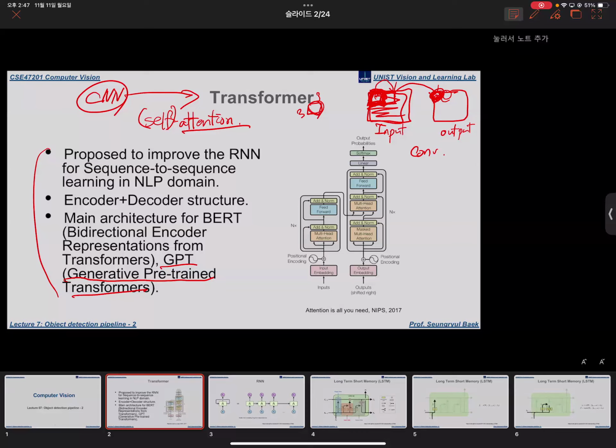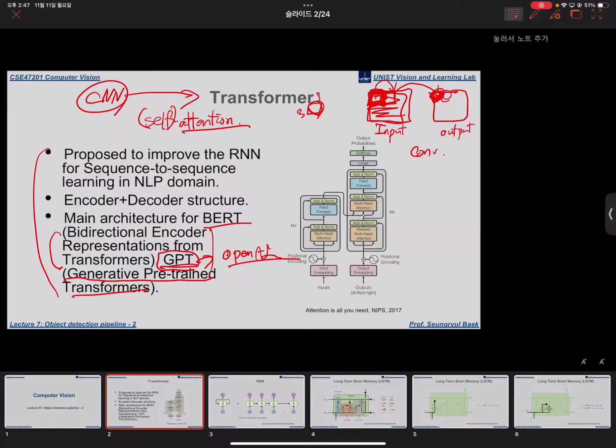And this is made by OpenAI. Before this, they also made BERT, B-E-R-T. This is also an abbreviation, for bidirectional encoder representations from transformers. Their main architecture is from the transformer. So seeing this, you may feel that the transformer is actually very popular.